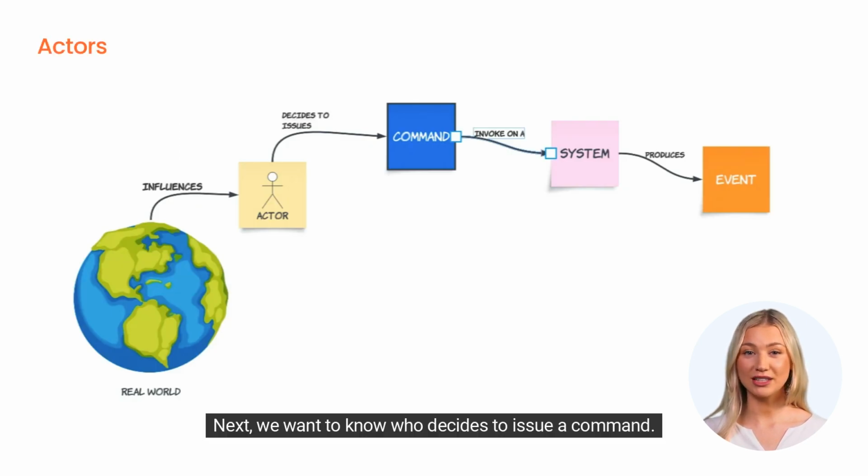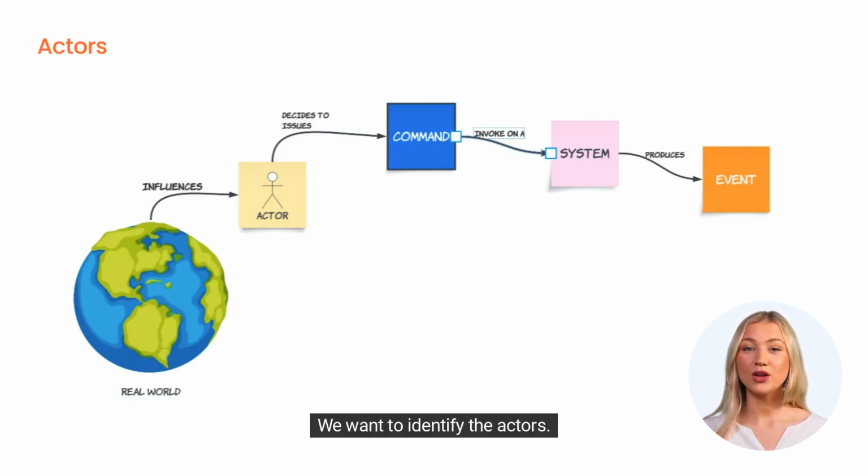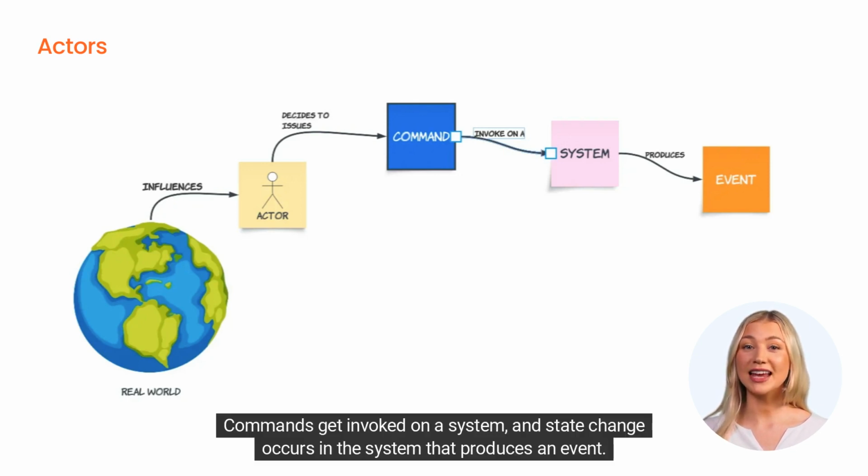Next, we want to know who decides to issue a command. We want to identify the actors. Actors are always motivated by the real world. The real world influences actors. Actors then decide to issue a command. Commands get invoked on a system, and state change occurs in the system that produces an event.